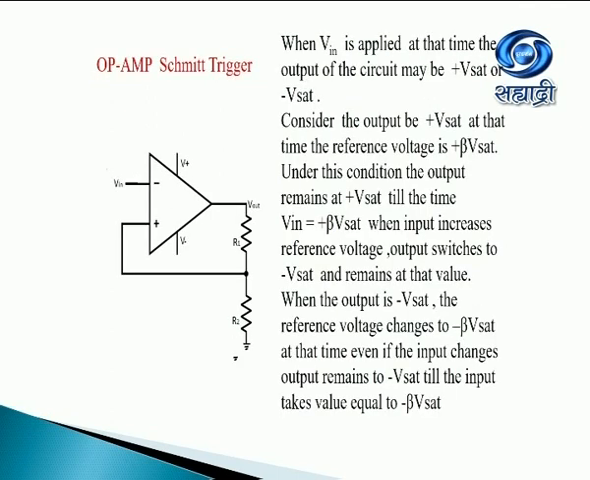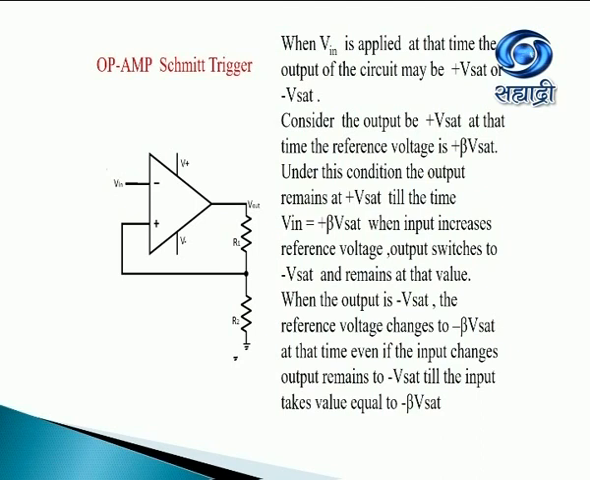When Vin is applied at that time, the output of circuit may be plus Vsat or minus Vsat. Consider the output be plus Vsat. At that time, the reference voltage is plus beta Vsat. Under this condition, the output remains at plus Vsat till the time Vin is equal to plus beta Vsat. When input increases beyond reference voltage, output switches to minus Vsat and remains at that value.